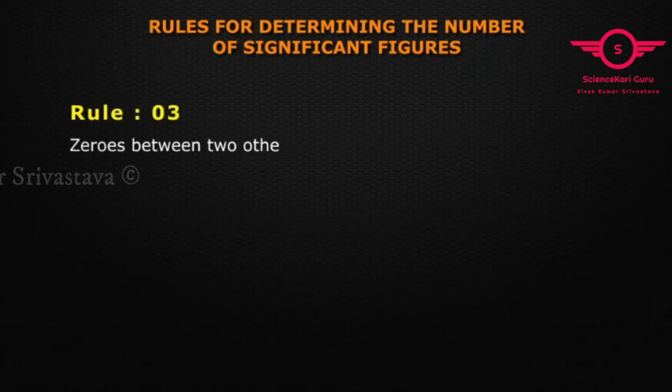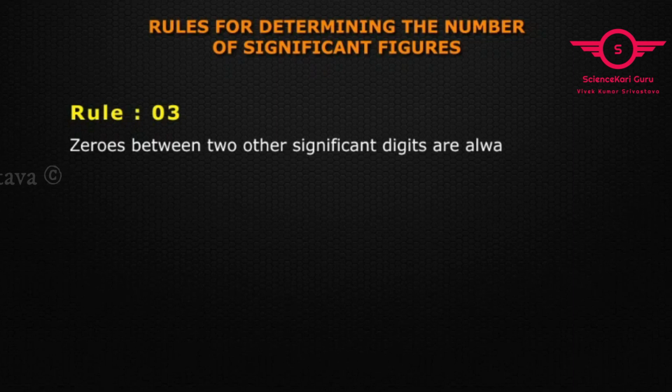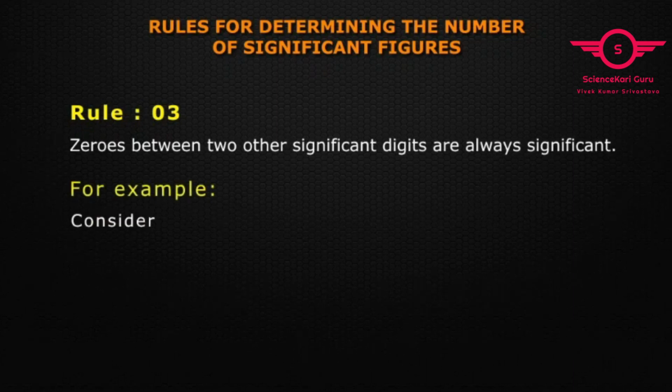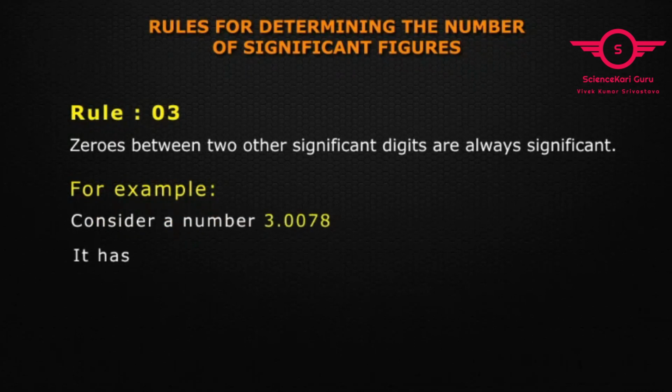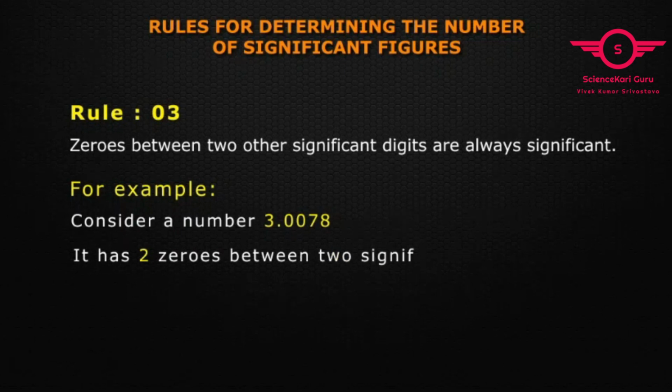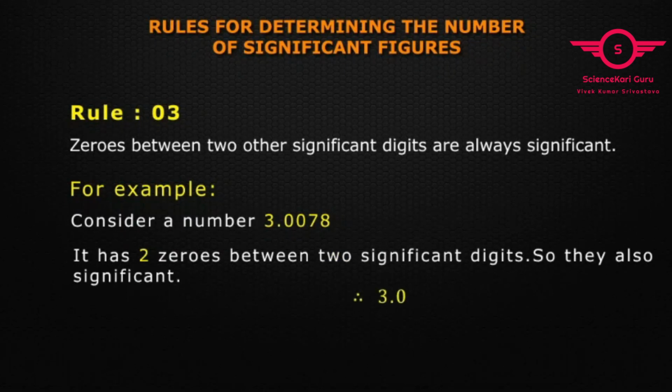Zeros between two other significant digits are always significant. For example, consider a number 3.0078. It has 2 zeros between 2 significant digits, so they are also significant. Therefore, 3.0078 has 5 significant digits.